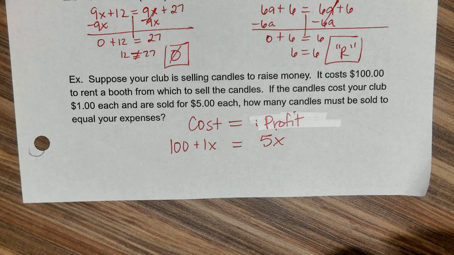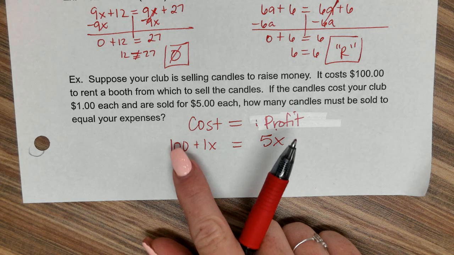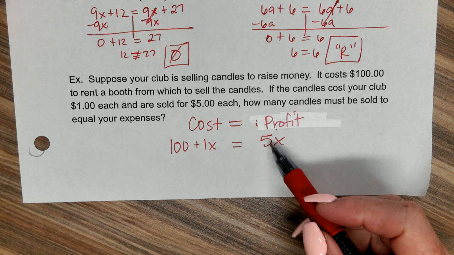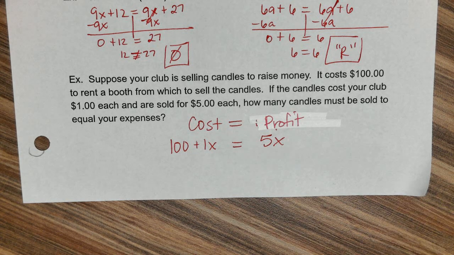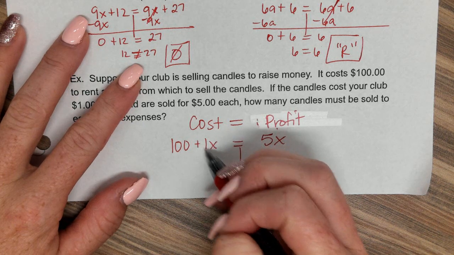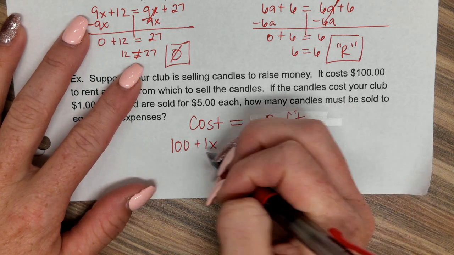Basically, we're asking, how am I going to break even? How many candles do I need to sell to break even? Okay? All right. I need to get the variables to one side. Now, question, what's going to be easier? Pulling it to the left and crowding it with this 100, or pulling it to the right because there's only one x over here? Pulling it to the right. Just being honest, it's easier. So, can I pull this positive 1x to the right? By subtracting.